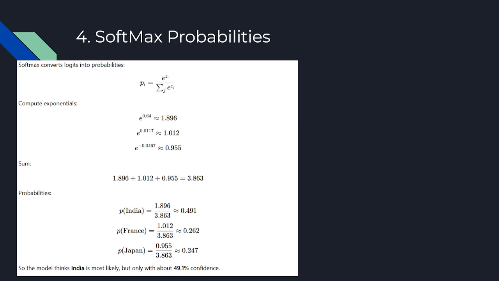Now, in the next example we find out the probabilities. We have found the logits, and for the probabilities we can take e raised to the power z1, which is 0.64 that we found for India, divided by the sum of e raised to the power of each of the three scores. We add these three and get the probability for India, which is 0.491, the probability of France is 0.262, and the probability of Japan is 0.247. Though the probability of India is 49.1%, we can say we are predicting the word India with 49.1% confidence.